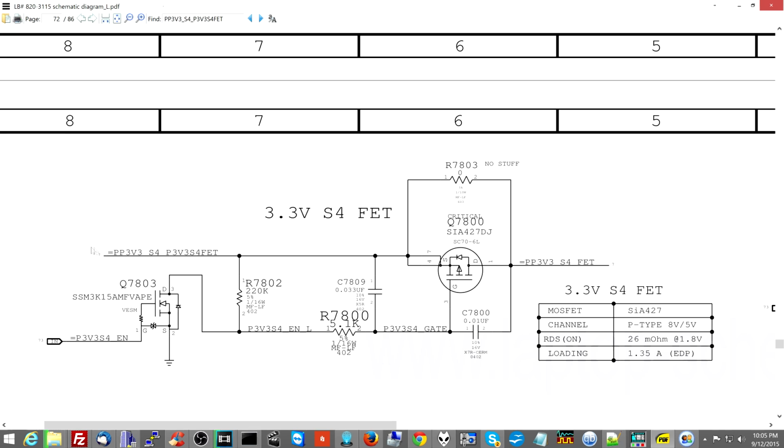So if I have PP3v3S4 on my source, I'm going to measure that on R7802 because I don't know which pin is what in the transistor. So I'm going to measure pin 1 of R7802 and make sure I have 3 volts there. Now, if the voltage on the gate is lower than the source, it'll open. So I'm going to measure the voltage on pin 1 of C7800 and see if that's lower than 3.3. So first thing I want to do is see if 3.3 volts is getting to this transistor. So I'm going to measure on R7802 on pin 1.